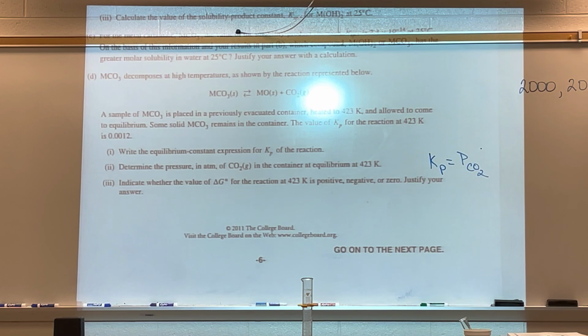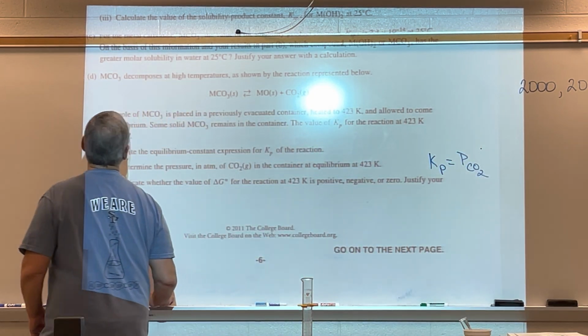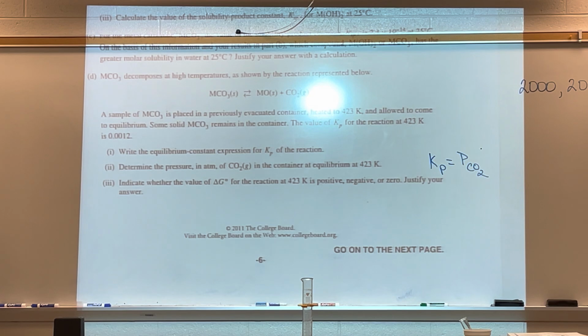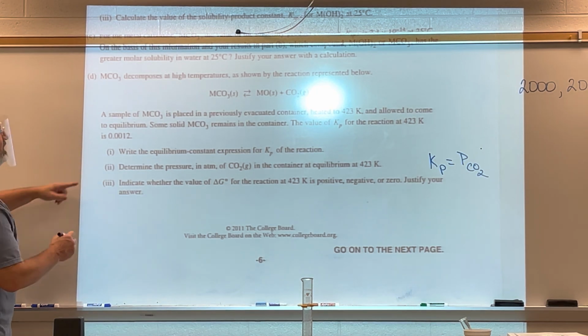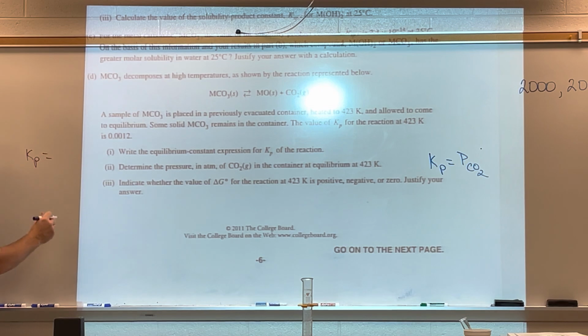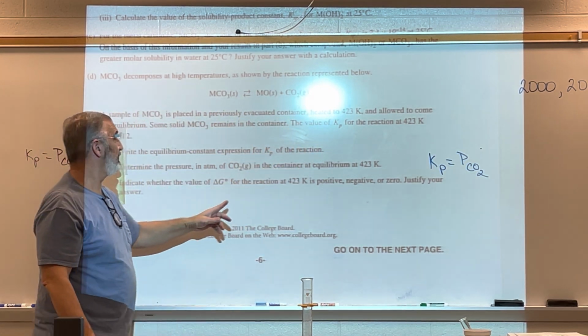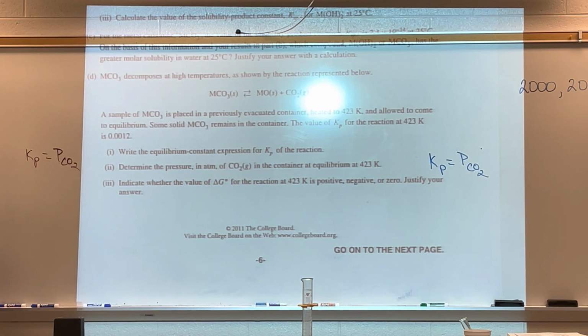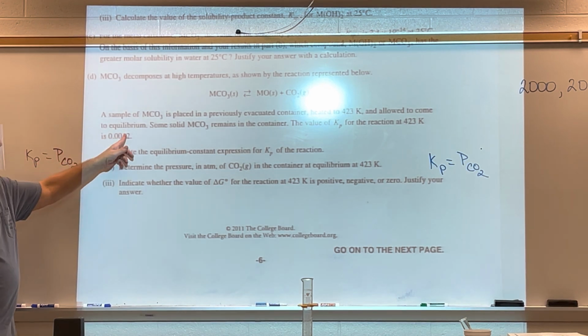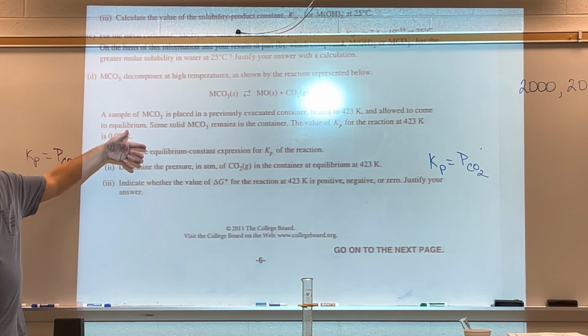Indicate the value of G. So you've gone through, when we calculated 2011, write the equilibrium expression for Kp. Well, Kp is just going to equal what? I know, but what's just the expression going to be? The pressure of the CO2 again, right? Because it's the only one, so it's very similar to that other one. Okay? So determine the pressure in atmospheres of CO2 in the container. Well, again, the pressure is just going to be, okay, we can just go use this and use the pressure and use ideal gas law.